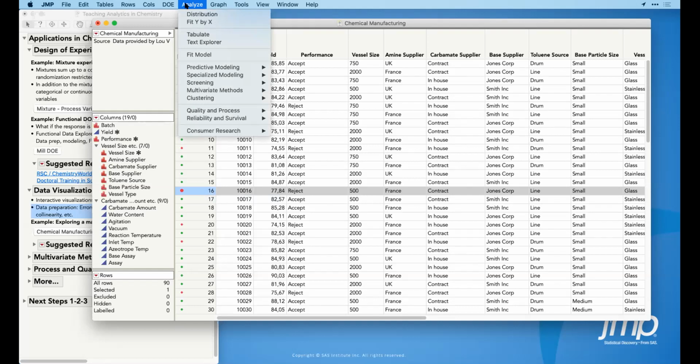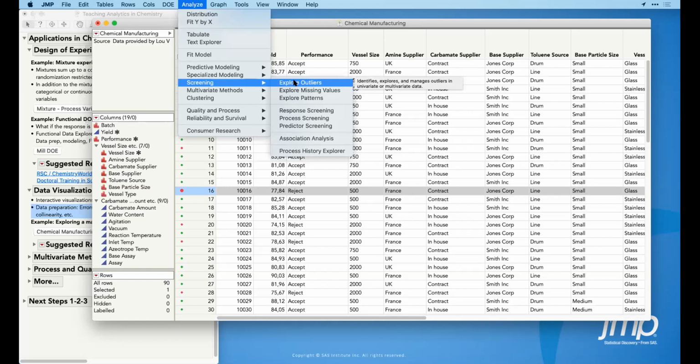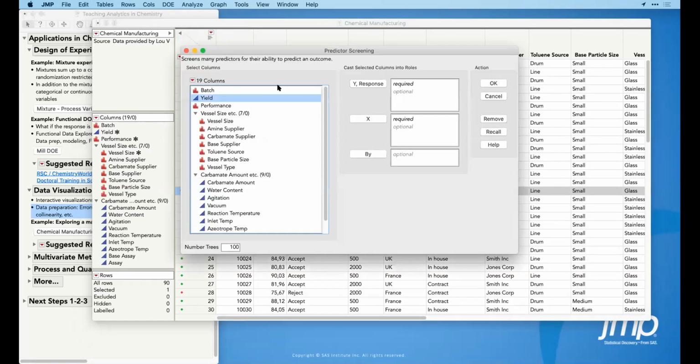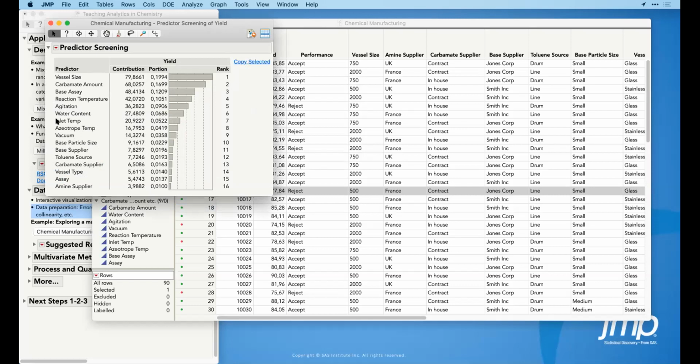And there's also another shortcut analysis if you're interested in modeling. So what is really driving our yield here? You can look at a predictor screening. So I'm interested in yield, that's my response. And then I put all the X's, categorical and continuous, into this X box and click OK. And then I get this ranking here. And the most important one seems to be vessel size according to this analysis. And the least important one is amine supplier.